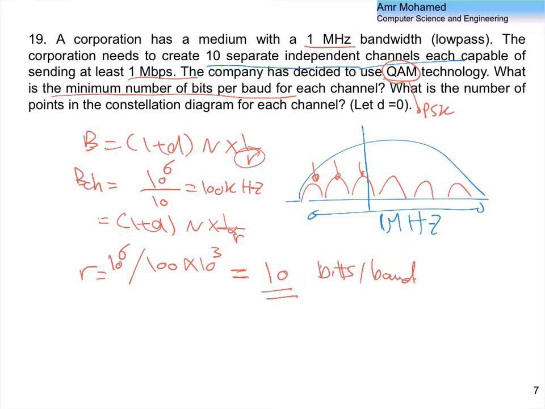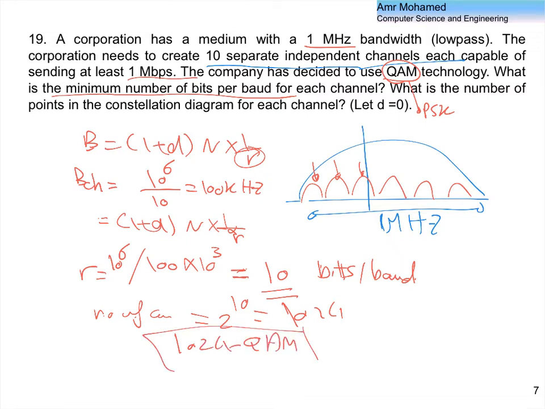What about the number of constellation? Okay, so the number of constellation is actually the number of symbols. It's 2 to the power 10, which is 1024. This means that we need 1024 QAM to represent the signal in each channel. 1024 QAM. Okay? Any questions here? Any questions? All right.